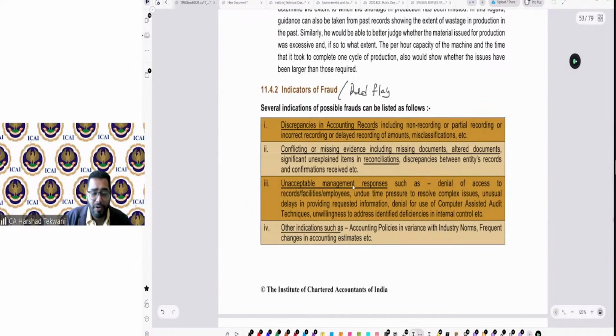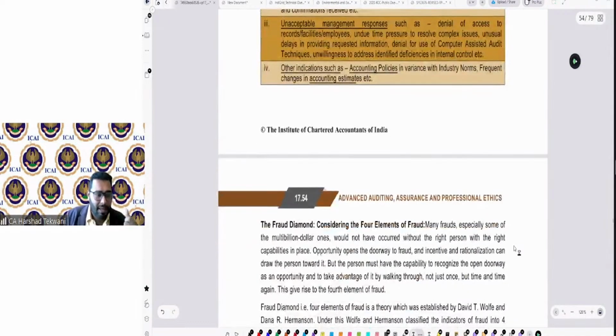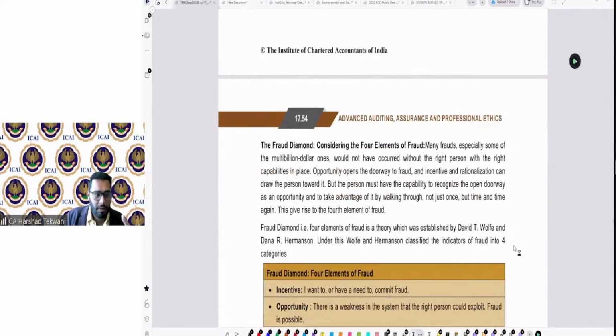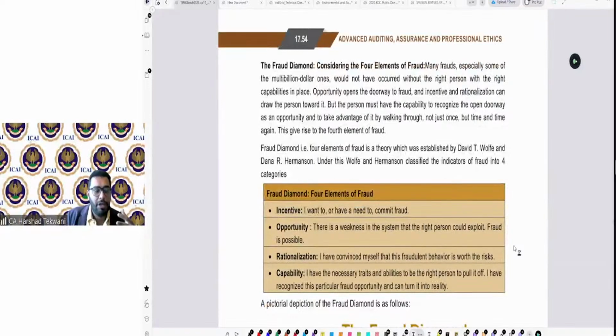Other indicators, such as something unusual with respect to accounting policies, estimates, management structure, or organization structure. These are the indicators, the red flags, which help you identify fraud. Basically there is a theory, the fraud diamond theory, which is used to identify fraud. The fraud diamond theory is an evolution of the fraud triangle. It came out of the fraud triangle.